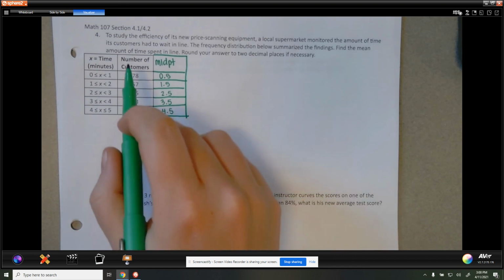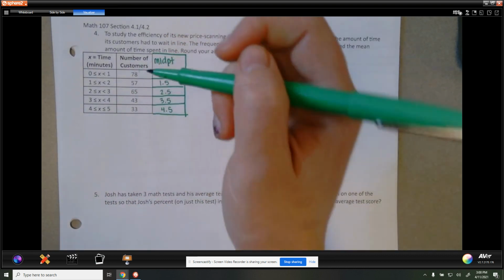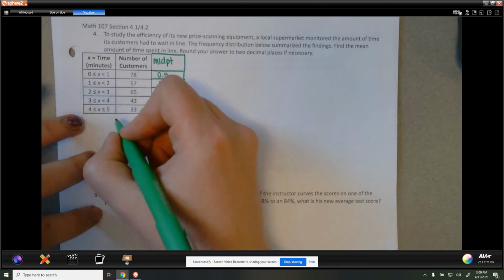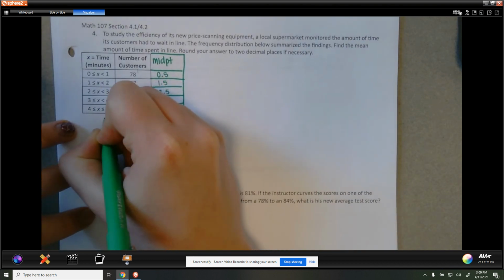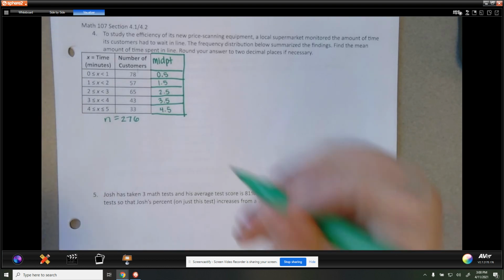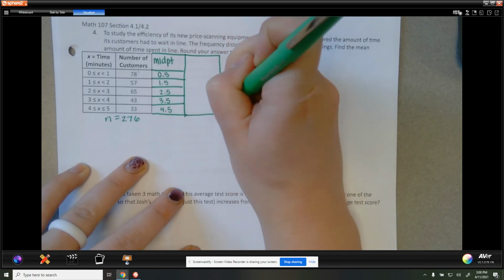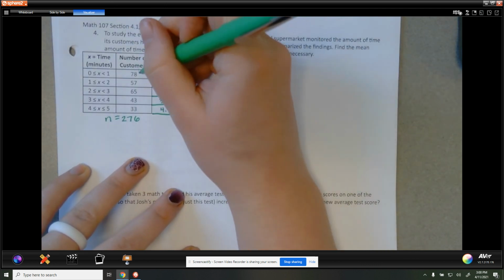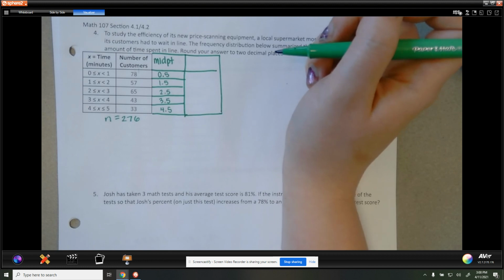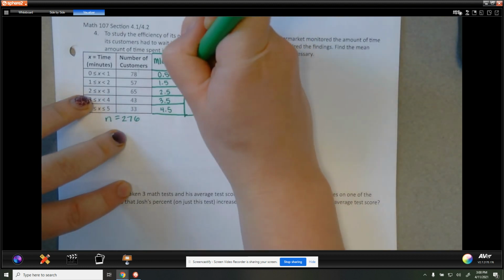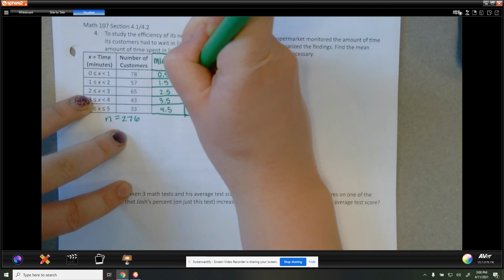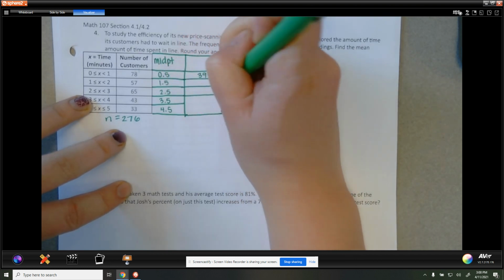The total number of customers is also going to be helpful, so I'm going to add up this column before we start. 78 plus 57 plus 65 plus 43 plus 33. So we have a total of 276. Okay, and then we are multiplying the midpoint by the frequency, so these 2 columns basically. 78 times 0.5. That's 39. So 39 total minutes for that first group.